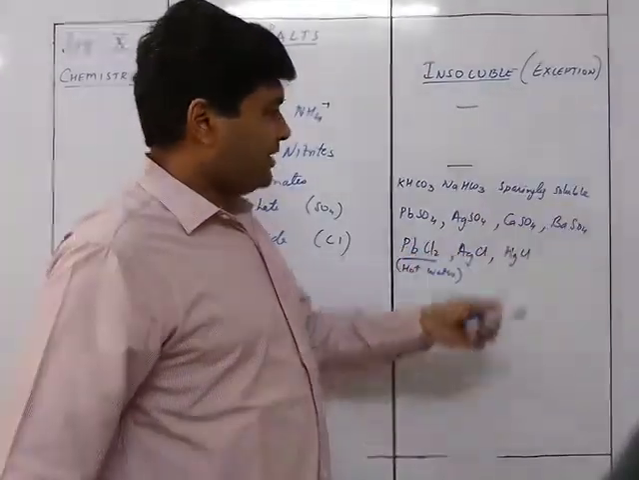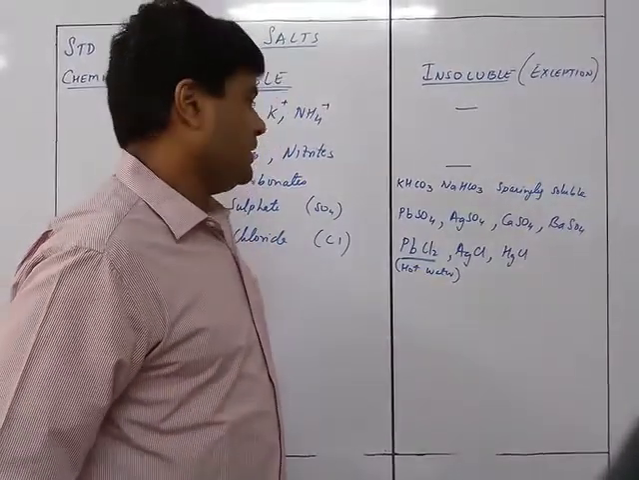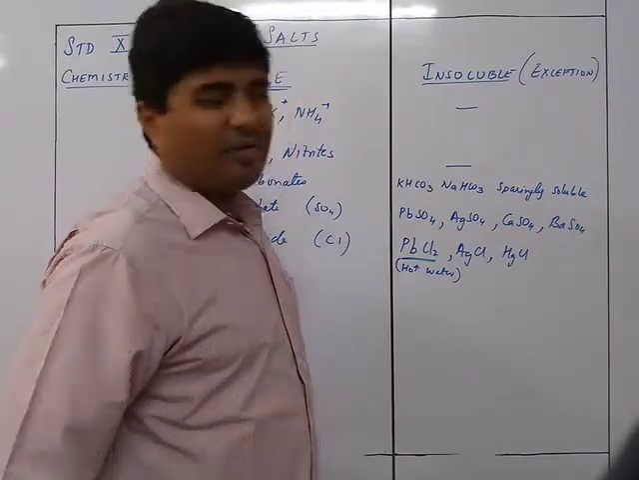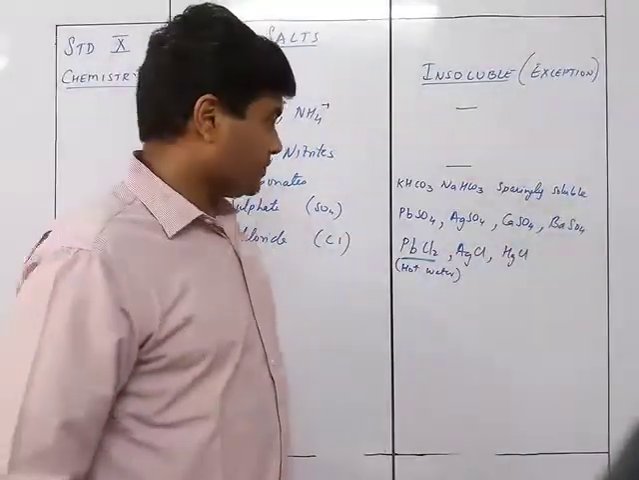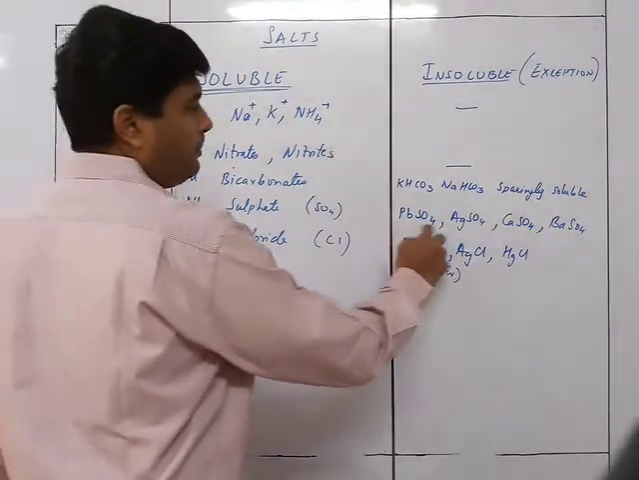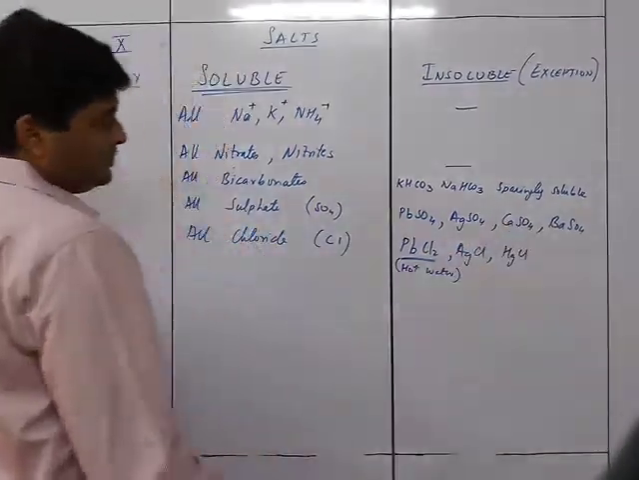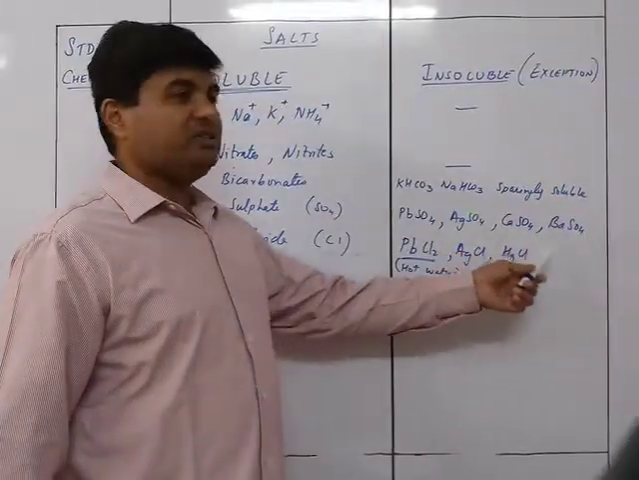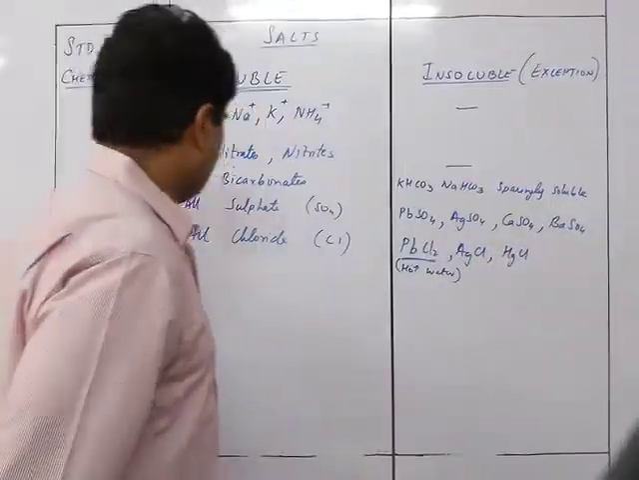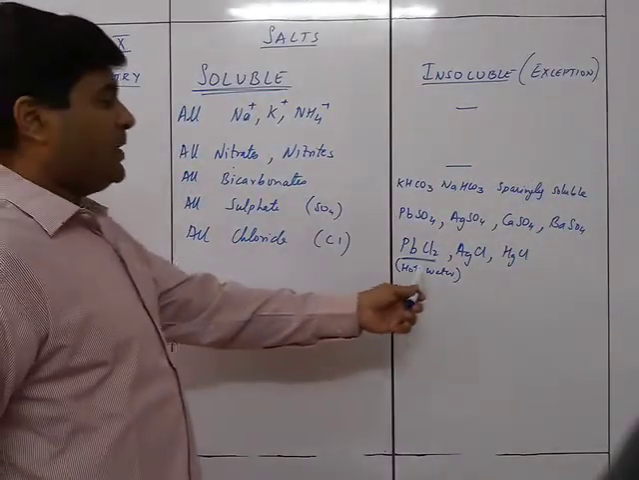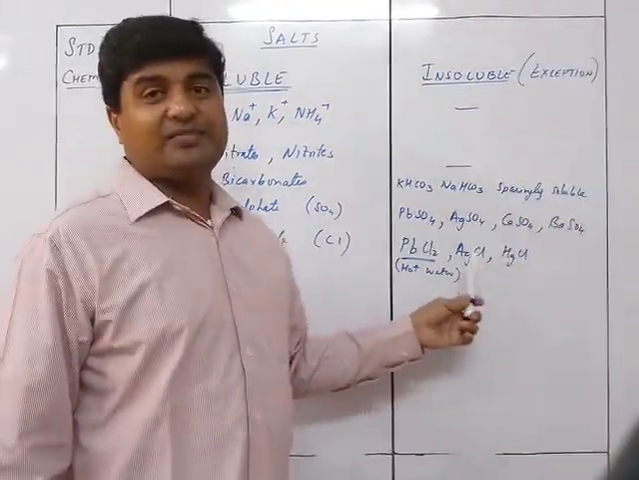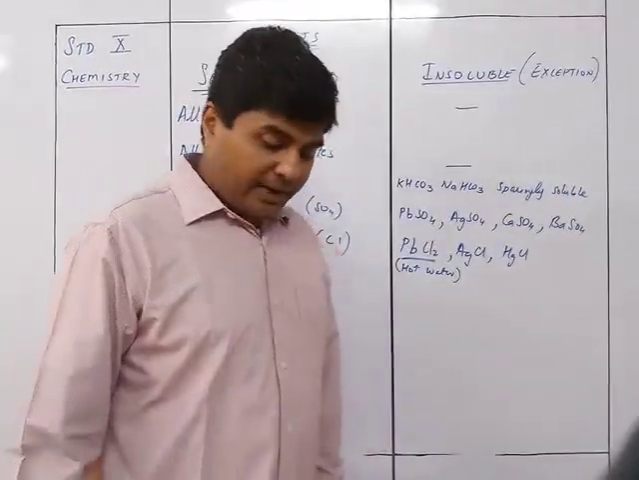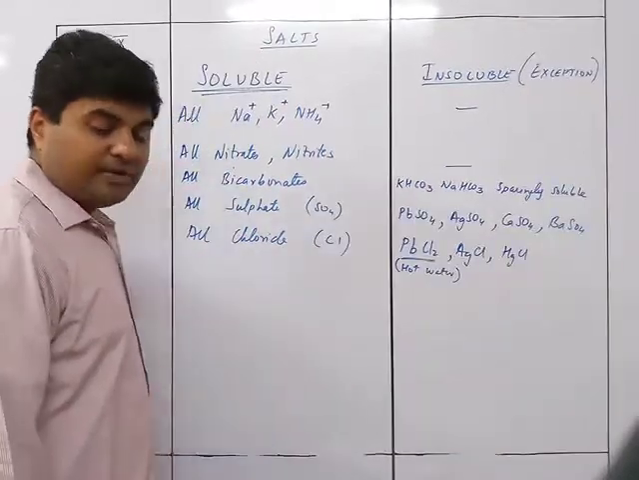PbAgCaBa. I'm trying to make something which is going to help you to remember it. Anyway, it doesn't matter. PbAgCaBa. So it is PbSO4, AgSO4, CaSO4 and BaSO4. All chlorides are soluble except for PbCl2, AgCl and HgCl, except for the fact that PbCl2 is soluble in hot water.